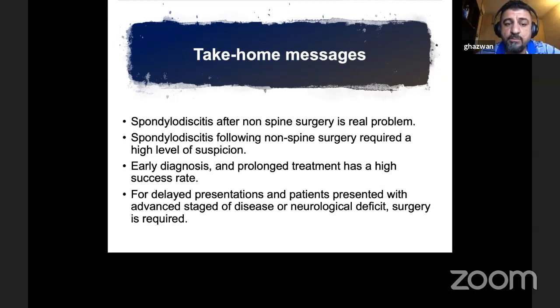So I think the take-home message is that spondylodiscitis after non-spine surgery is a real problem, and we face it not frequently, but we see it, because our series is the biggest series and it will be published soon. Spondylodiscitis following non-spine surgery requires a high level of suspicion to confirm the diagnosis and start treatment. Early diagnosis and prolonged treatment have a higher success rate, and surgery is deferred for advanced stages of disease, neurological deficits, and failure of conservative treatment.